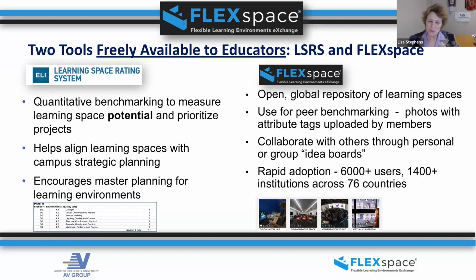So again, 2 free tools. I'm going to assume that most of you are familiar with both of these, but if not, think of the learning space rating system as a quantifiable way to measure the learning potential of space. It's essentially a spreadsheet with a scoring mechanism. FLEXspace, on the other hand, think pictures, detailed attributes coupled to the pictures. And importantly, there is a Pinterest type app coupled to all this, which we call the idea board.